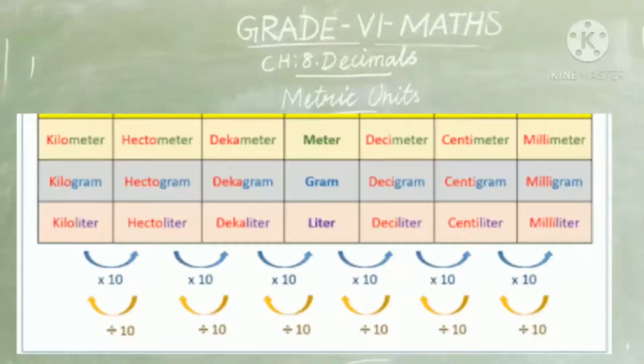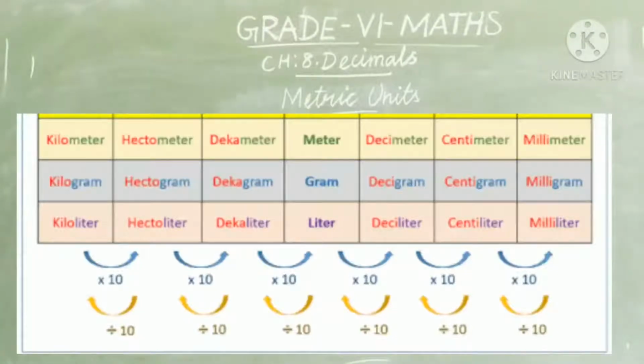Likewise, we can see the units in grams, from higher unit to lower units: kilogram, hectogram, decagram, gram, decigram, centigram, milligram. Okay, likewise in liter: kiloliter, hectoliter, decaliter, liter, deciliter, centiliter, milliliter. Okay, these are the metric units.